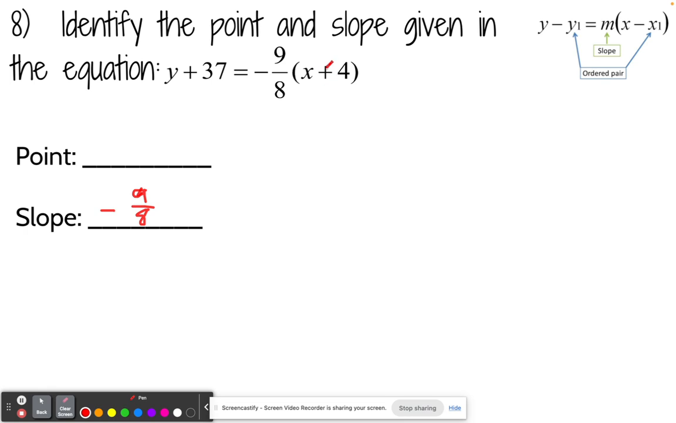But I have a plus here. Remember, that's the same as minus and negative. So my x-coordinate is negative 4. That's the only way you can get this plus here, is if you had minus a negative. And the same is true here. I have a positive. That's a minus the negative 37. So my y-coordinate is negative 37. Don't forget to put brackets or parentheses around your ordered pair.